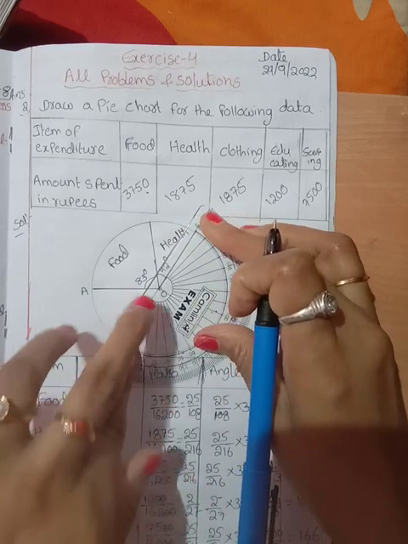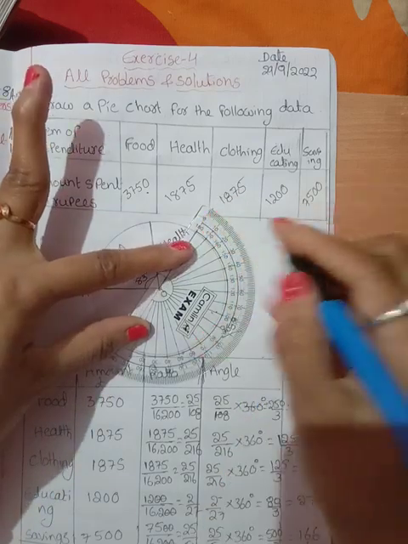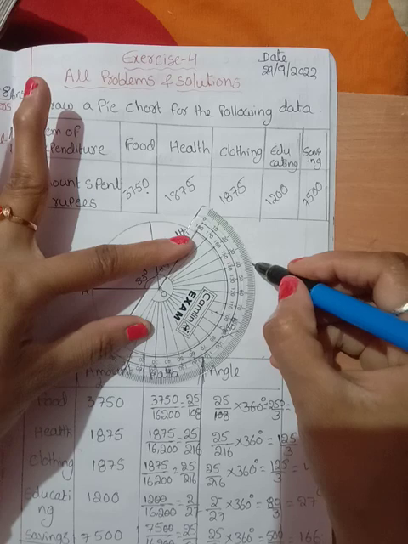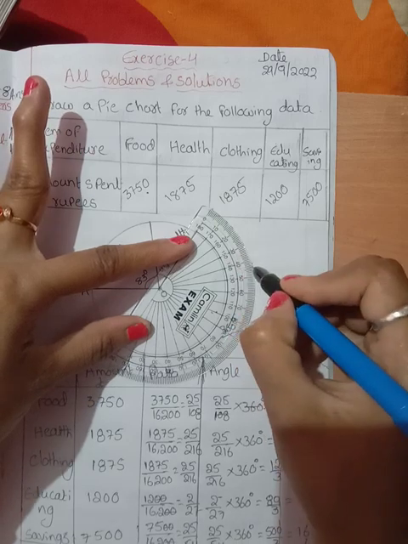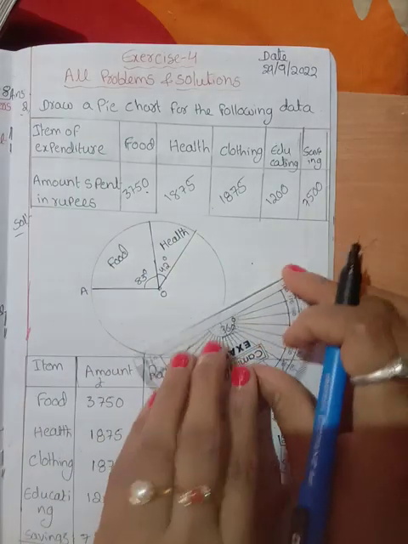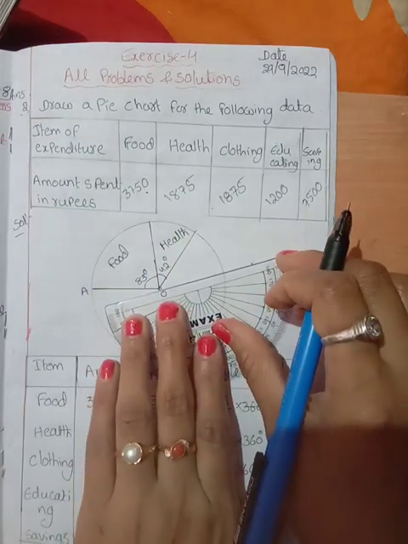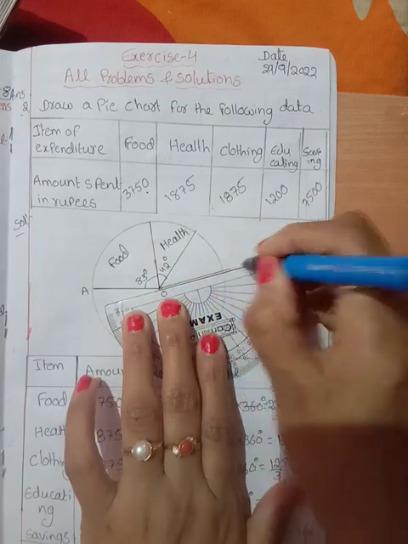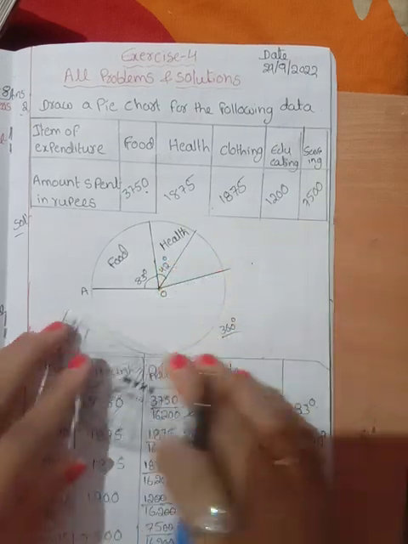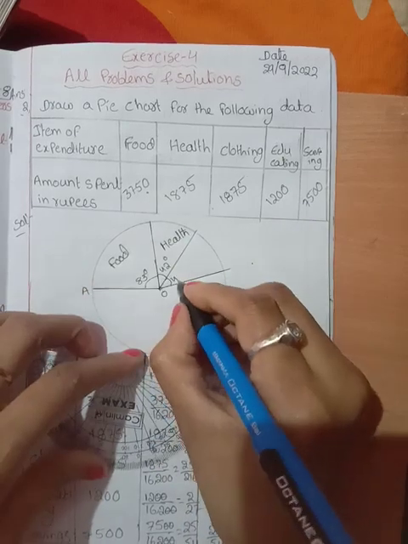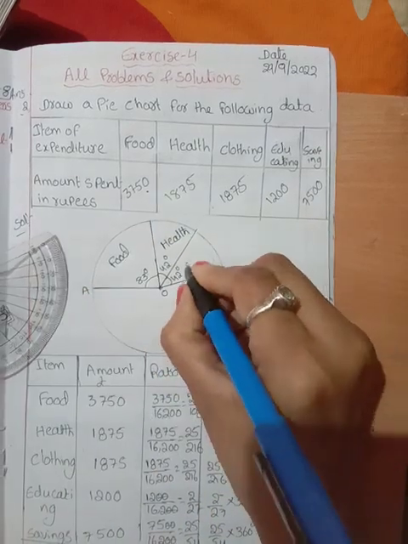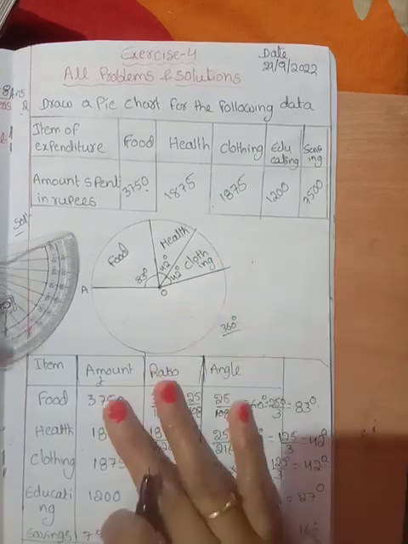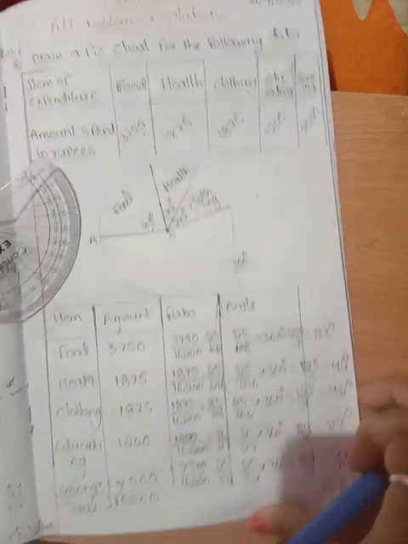With your protractor you can mark the angle. The next item is also 42 degrees. So I put the mark at the 40 and again the 2 only. So that's why you can draw the line neatly. The calculation part is very important. This is also 42 degrees, and the next item is clothing. Clothing is also 42 degrees, and another one is educating.